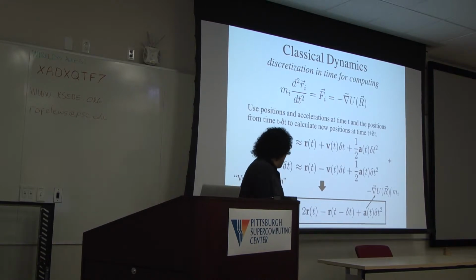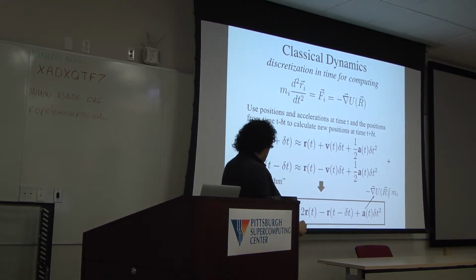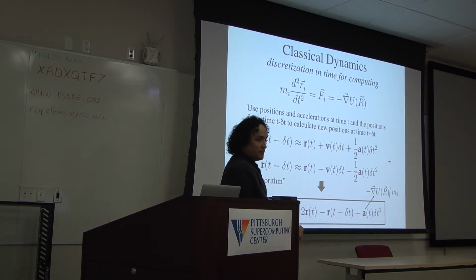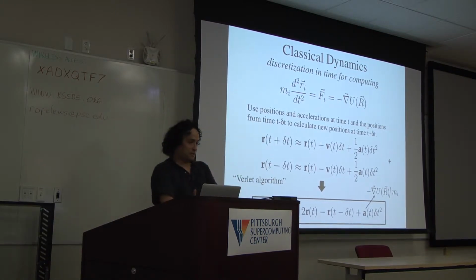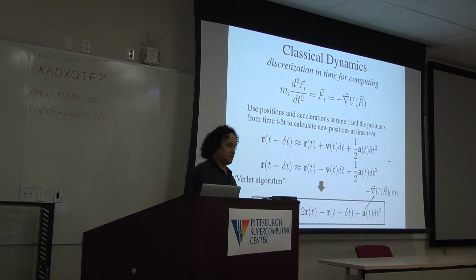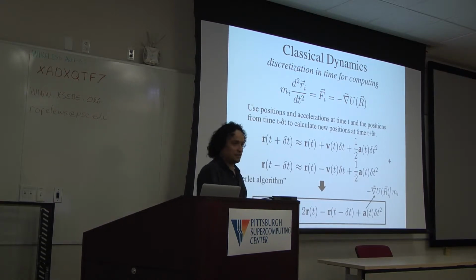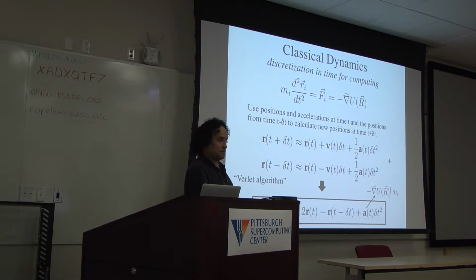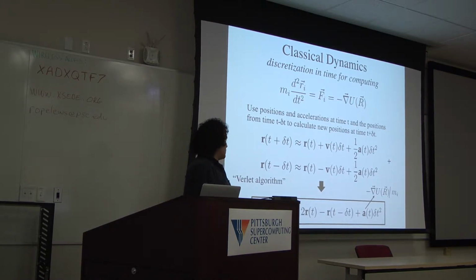So all Verlet is telling you is that if you know your current position, the velocity at the previous step, and you can derive the accelerations from the force field, you can actually determine where the next step is going to be, right? That's all Verlet does. So is that clear? I mean, I think it's a neat trick.